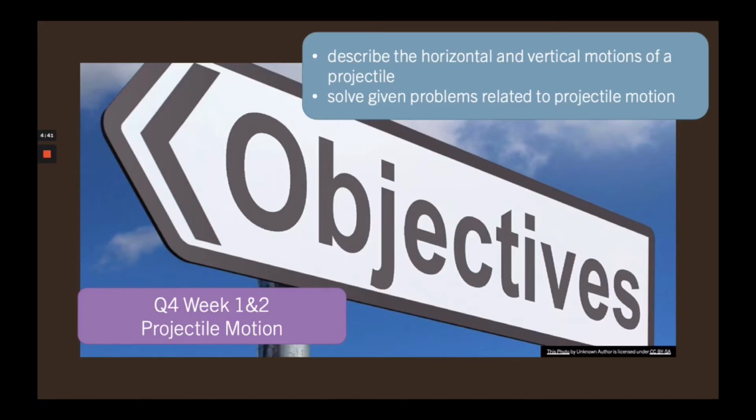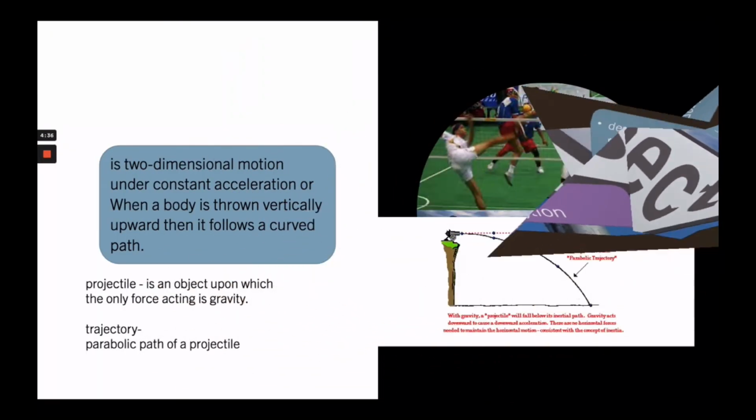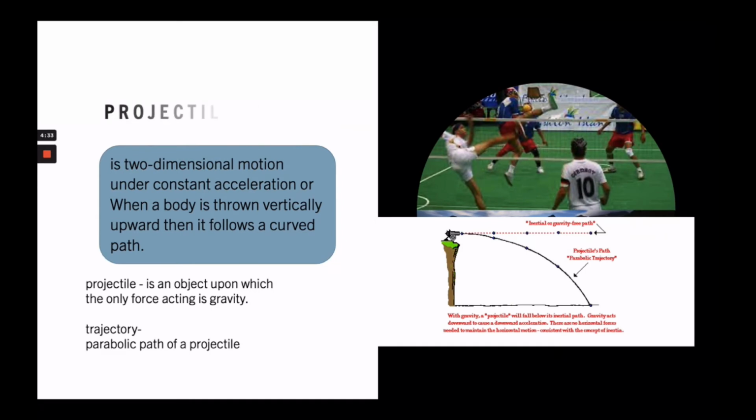and solve given problems related to projectile motion. Now let's first define projectile motion. Projectile motion is two-dimensional motion under constant acceleration, or when a body is thrown vertically upward, it follows a curved path. Projectile refers to an object upon which the only force acting is gravity, while trajectory is the parabolic path of a projectile.